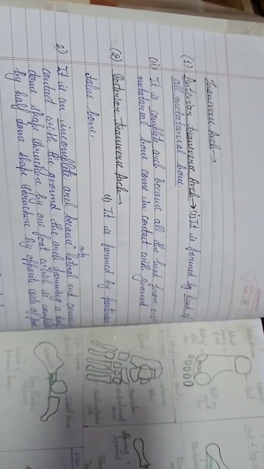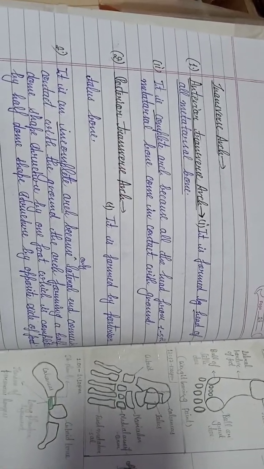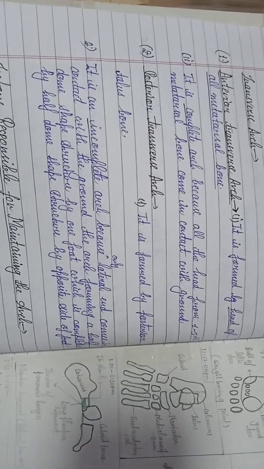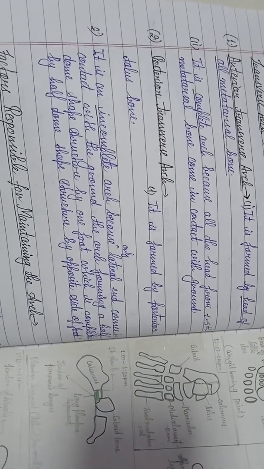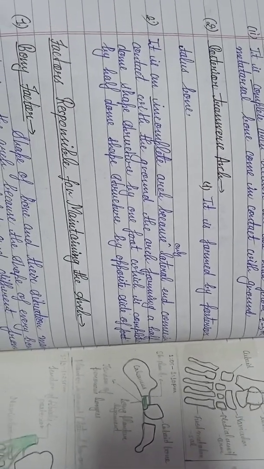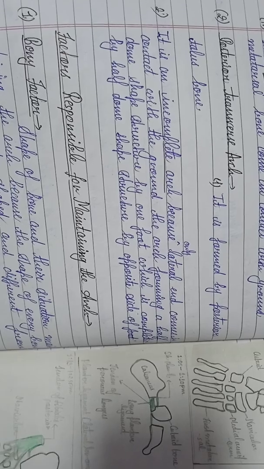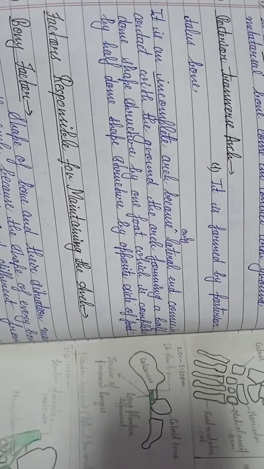Transverse arch: anterior transverse arch and posterior transverse arch. The anterior transverse arch is formed by the heads of all metatarsal bones. It is a complete arch because all the heads from the first to fifth metatarsal bones come in contact with the ground. The posterior transverse arch is formed by the posterior tarsal bones. It is an incomplete arch because only the lateral end comes in contact with the ground.